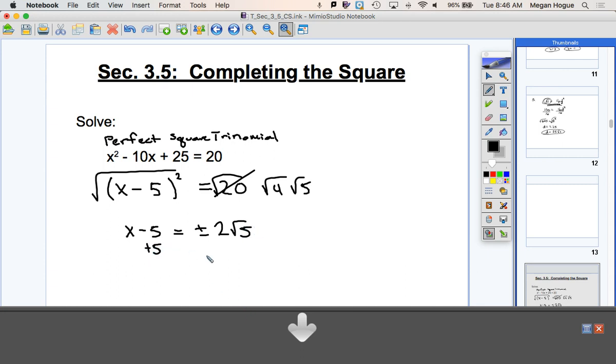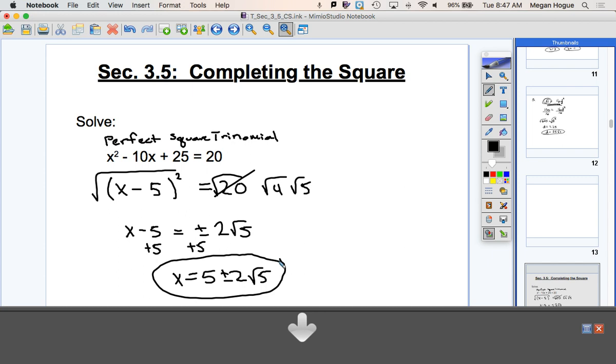Move our 5 over. Getting good at this. Keep the 5 in front of the plus or minus. 5 plus or minus 2 square root of 5. Stop or keep going? Stop there because this has a radical. If this part has a radical or an i, you have to stop. If it's just a number like we saw in the homework problems we went over, that's when you keep going.